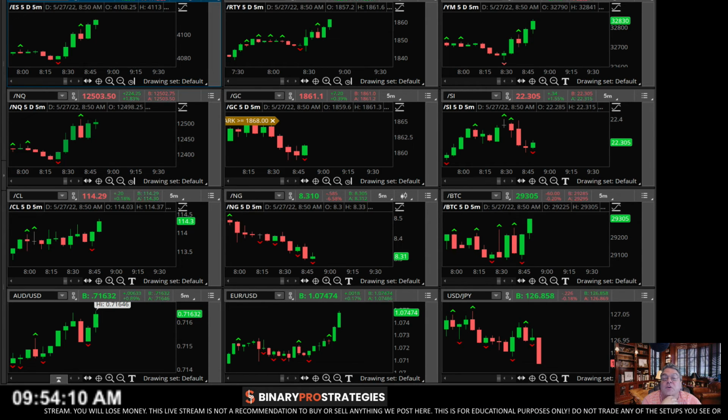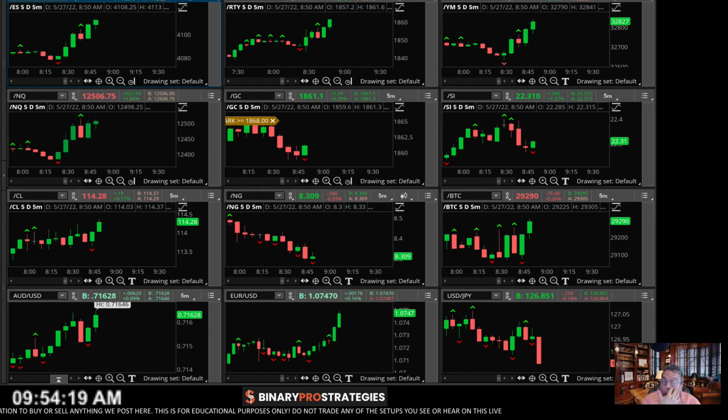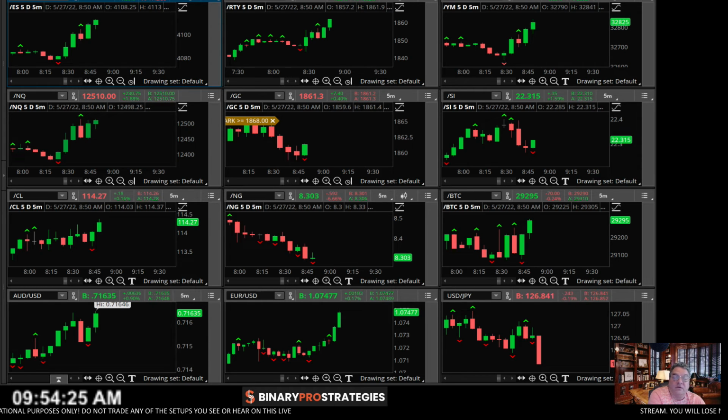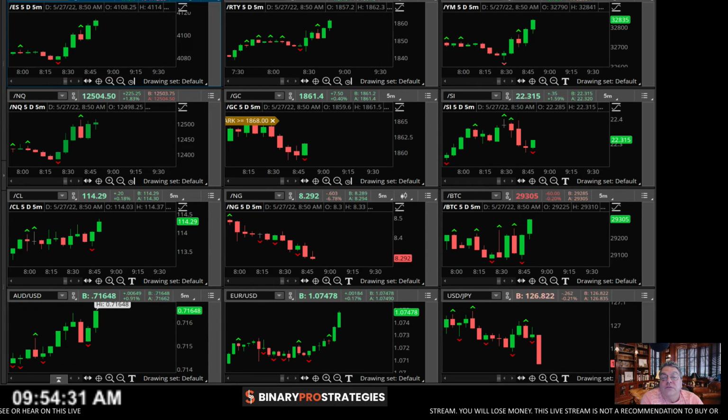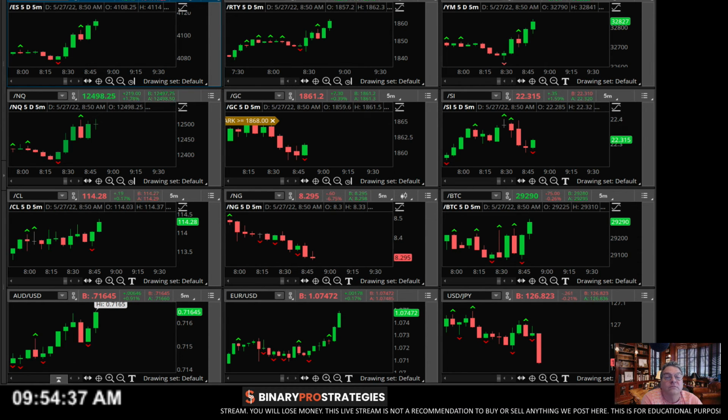Euro pound coming in short, 85.14. Euro yen, it's coming in as a buy at 136.41. Pound yen is coming in as a buy at 160.18, and the US CAD is coming in as a short at 1.2772. So we have 4 buys and 2 shorts. And once again, we'll just let those expire today.